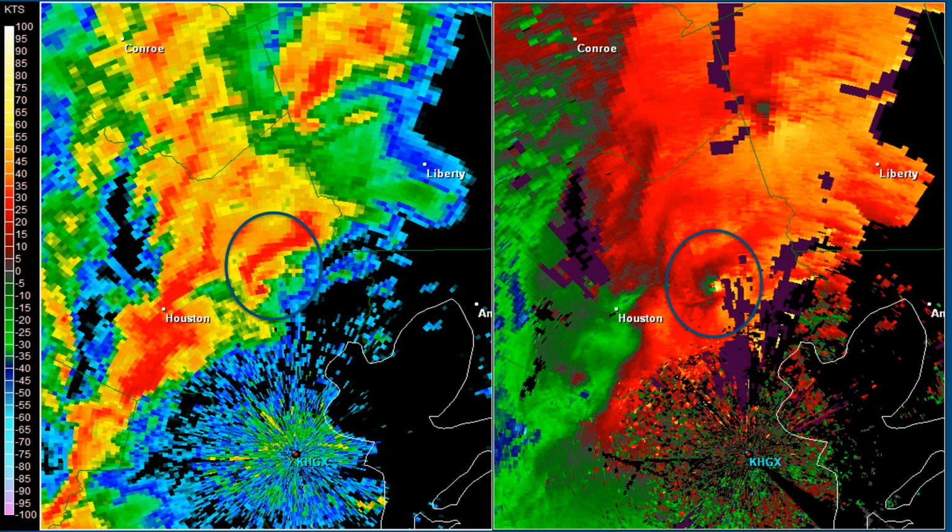And look right on the Doppler side of things, there's an outbound, inbound couplet. So we have the hook echo, we have the tight circulation. In fact, we have a tornado. Now you can even look back up into Liberty County, you'll see another hook echo along with the circulation. And as I said, there were several tornadoes on this day.